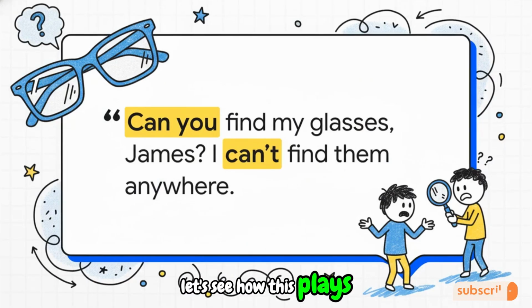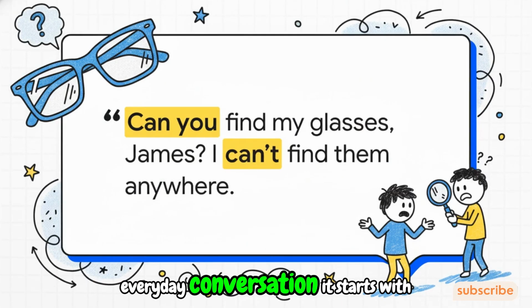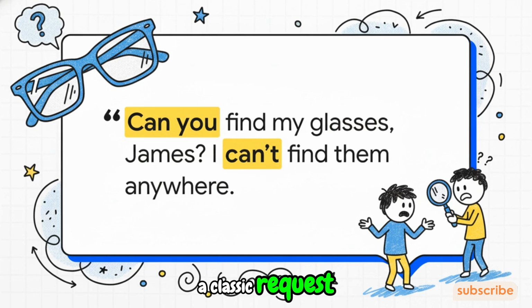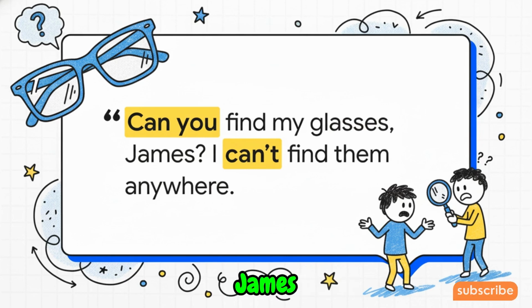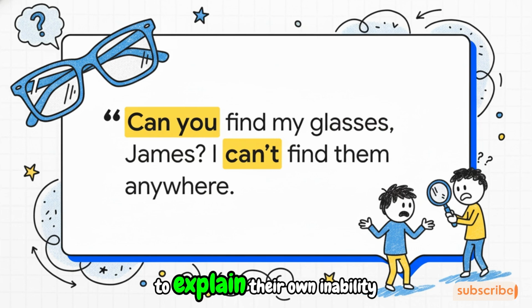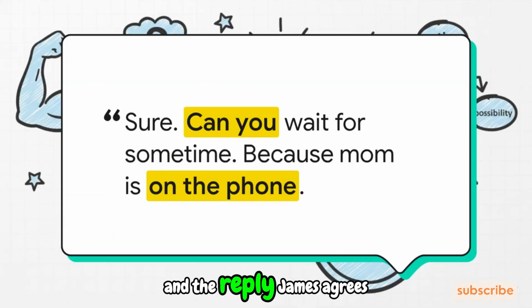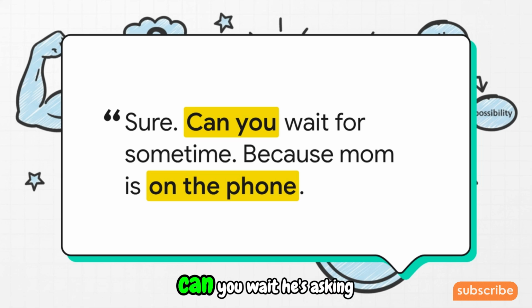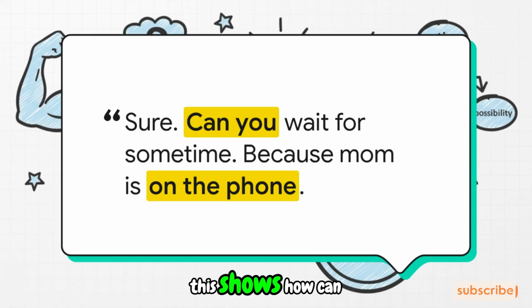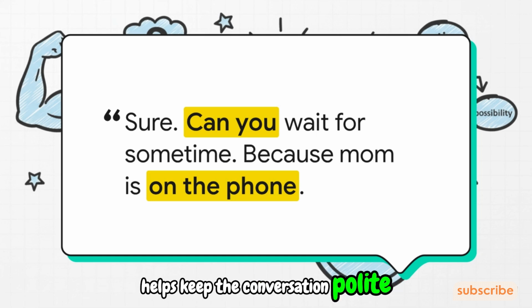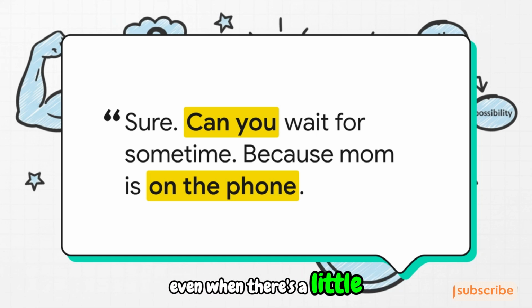Let's see how this plays out in a real, everyday conversation. It starts with a classic request. Can you find my glasses, James? So someone is asking for help, and they're also using can't to explain their own inability. And the reply? James agrees, but then he makes a request of his own. Can you wait? He's asking for a little patience. This shows how can helps keep the conversation polite and collaborative, even when there's a little delay.